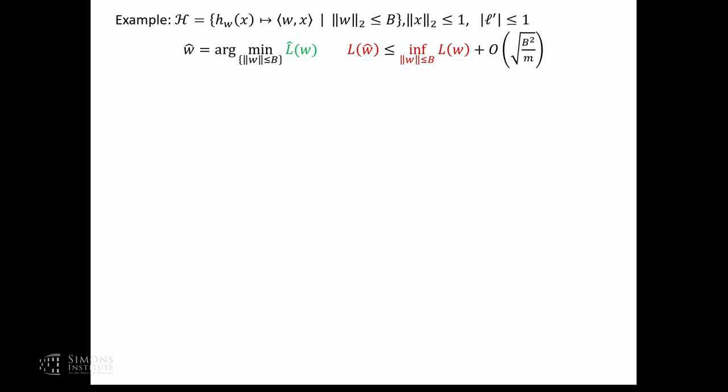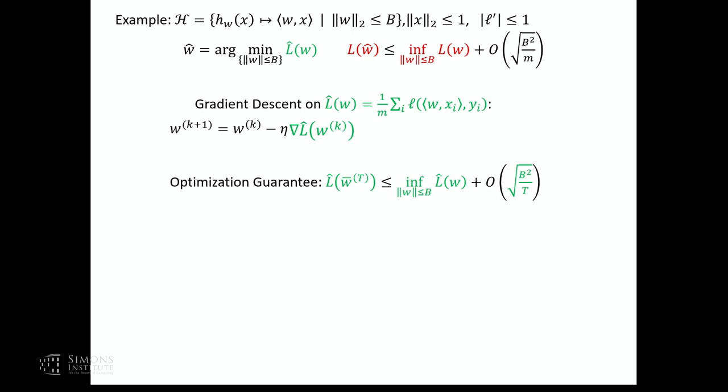Now the question is, how do we solve this optimization problem? Now we have an optimization problem, so we're going to talk about optimization. How are we going to solve it? Well, we can solve it with gradient descent. I'll just take the gradient of the empirical loss. My notation is going to change throughout the talk. We're going to later call this L_S, but for now we'll call it L hat. So we're just going to minimize our empirical objective.